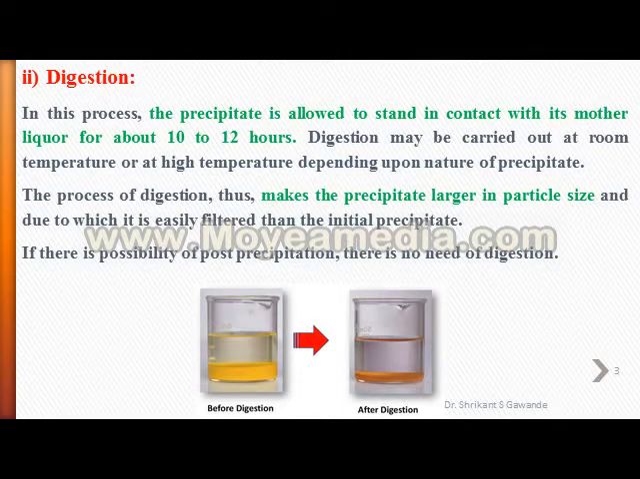The second step of gravimetric analysis is digestion. In this process, a precipitate is allowed to stand in contact with its mother liquor for about 10 to 12 hours. Digestion may be carried out at room temperature or at high temperature, depending upon the nature of the precipitate.